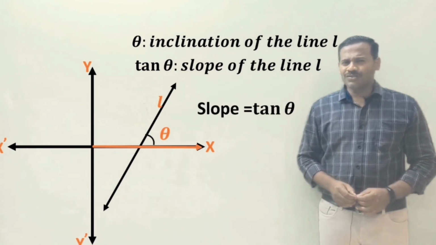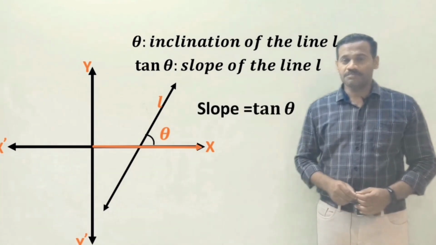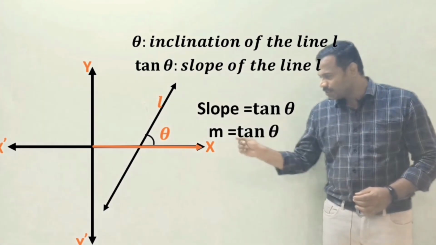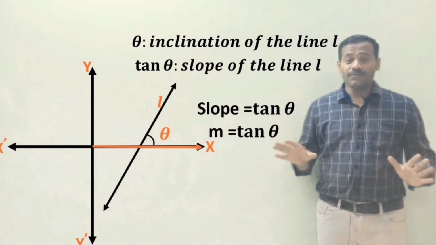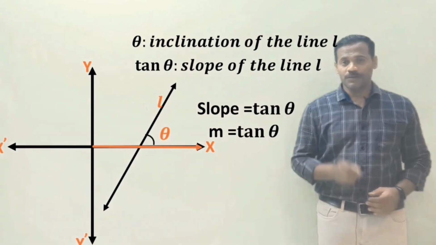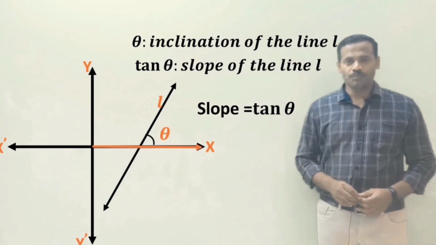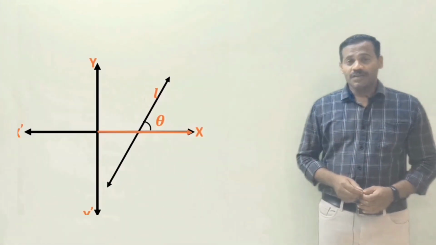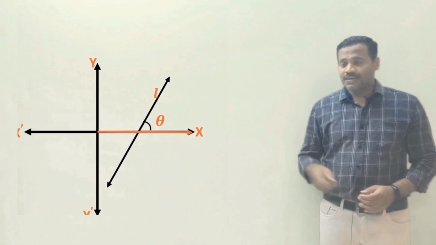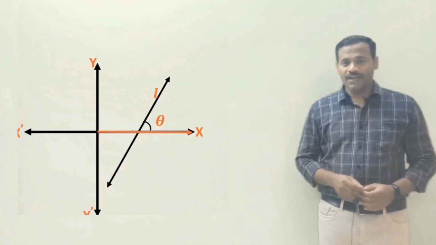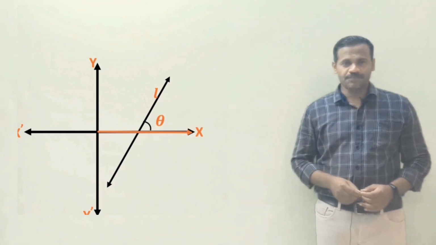Children, this slope is denoted by a single letter m. So m is equal to tan theta. This is the very basic formula for the slope. Now let us take a coordinate system. Assume the line L, and theta is the inclination of the line with the positive x-axis.